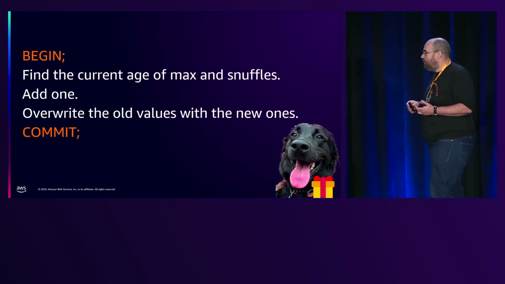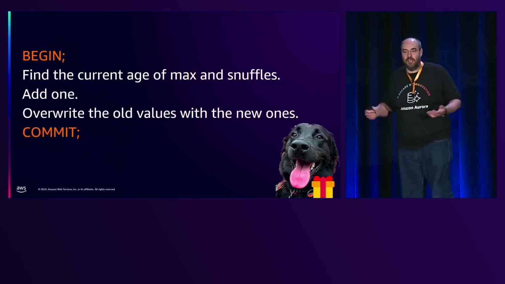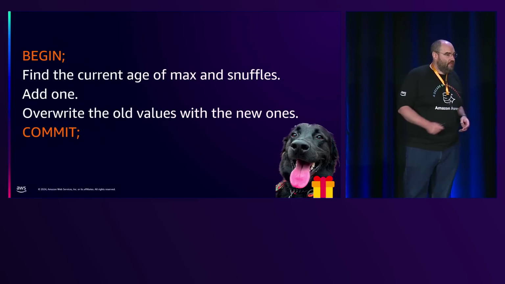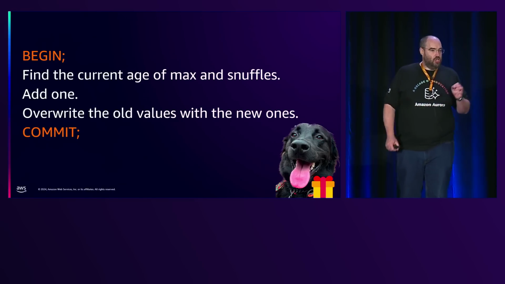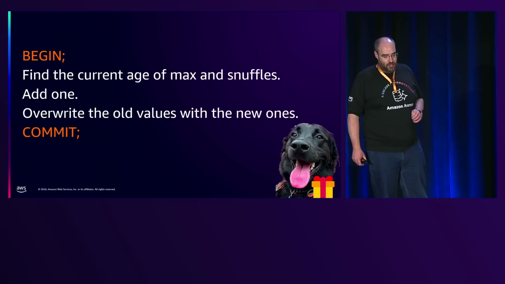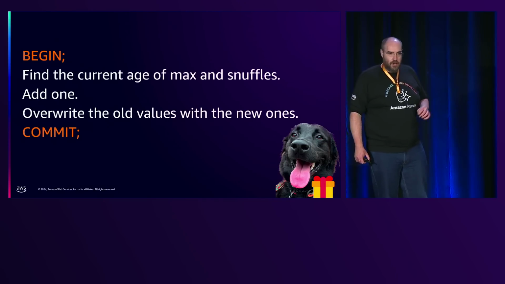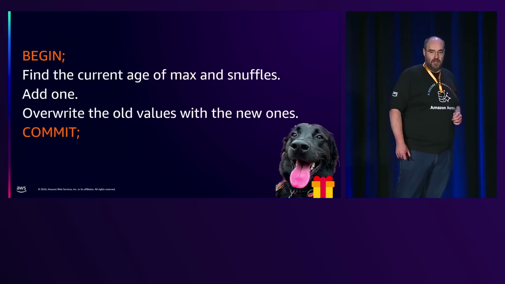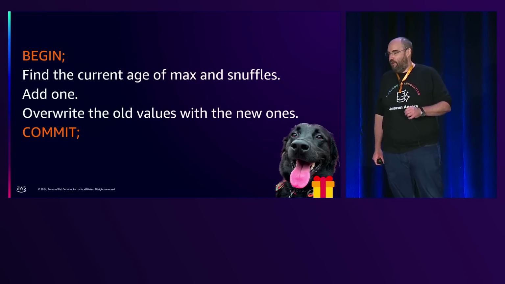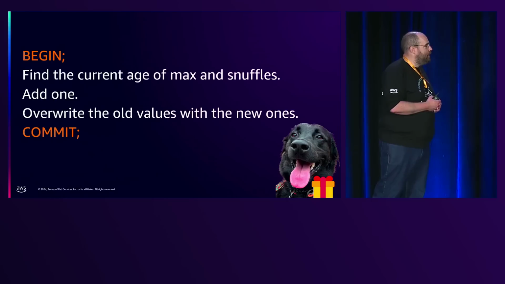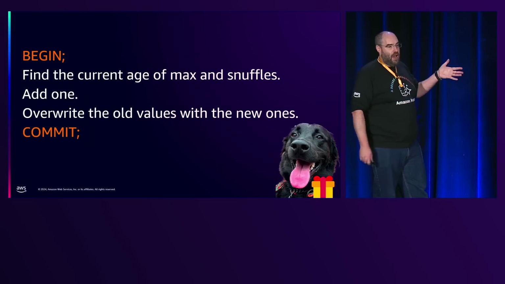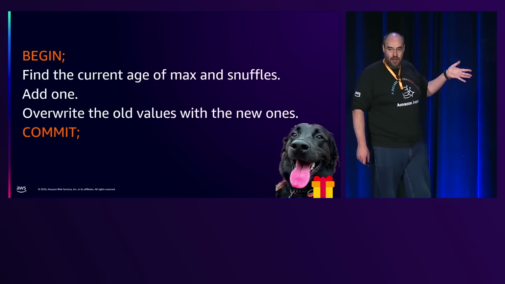That's nice. So what do we need to do to execute this transaction? Well, we're going to begin, right? This is saying this is a transaction. It's starting now. All of these things need to happen atomically and isolated. Then we need to go and find the current age of Max and Snuffles. Because remember that SQL said age equals age plus 1. That update is a read, modify, write. We need to add 1. That's easy. We can all add 1, hopefully.